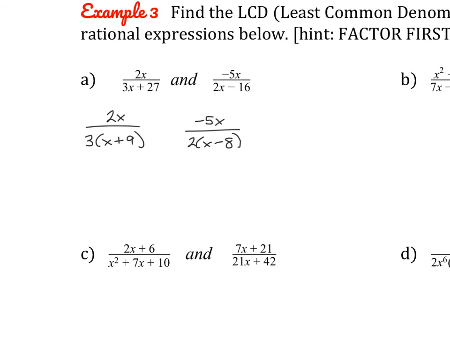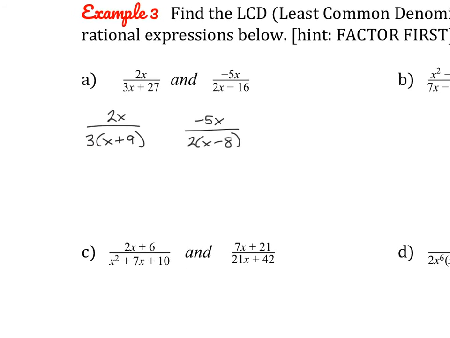Now to list out an LCD, we're going to be looking at any factor that's in the denominator, and we're going to make sure that's included as part of our LCD. So the first thing we can look at are the constants, or just the numbers. So we have 3 and 2. So the least common factor of 3 and 2 would be 6. So that's going to be part of our LCD, right? Because 6 works for 3 and it also works for 2.